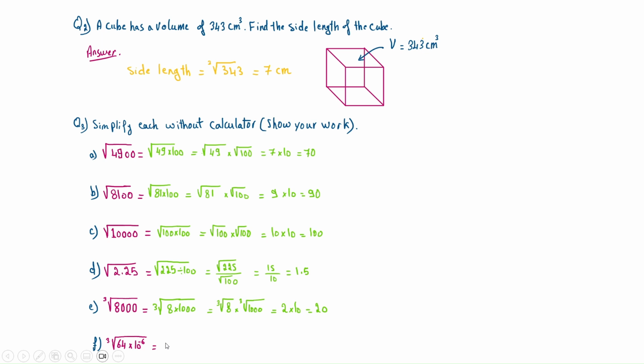Part F, we have to split them, but we know that 10 to the power of negative 6 is the same as dividing by 10 to the power of positive 6. So we can split them as a division, the cube root of 64 over the cube root of 10 to the power of 6, which is equal to 4 over 10 to the power of 2. Why 10 to the power of 2? Because 6 divided by 3 is 2, so we end up with 0.04.